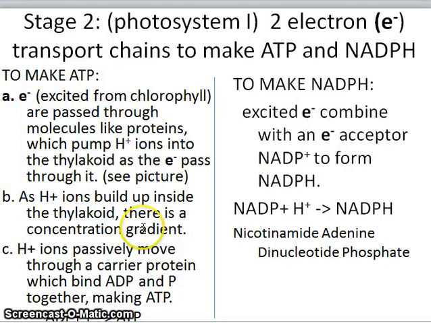So go back to our notes. In stage 2, called photosystem 1, we have actually 2 electron transport chains that make ATP and NADPH. So on one side here we have how to make ATP, and the other side how to make NADPH. So A, B, and C will show you how to make ATP. In the first step of making ATP, electrons that have been excited from chlorophyll are passed through molecules like proteins, which pump the hydrogen ions into the thylakoid as the electrons pass through it.